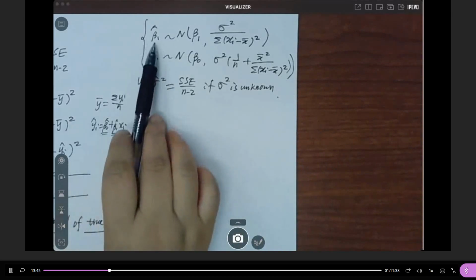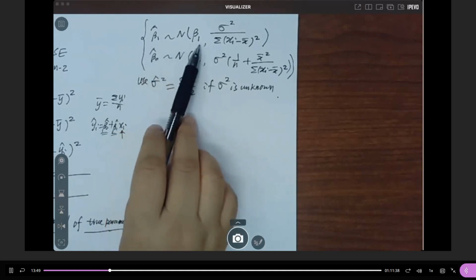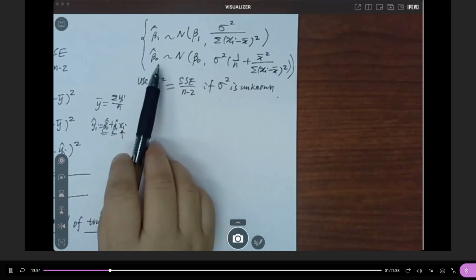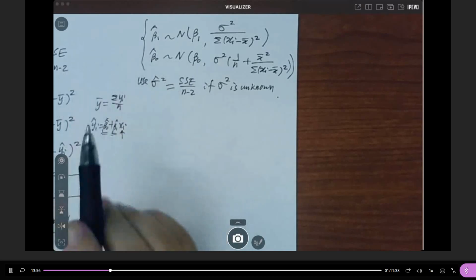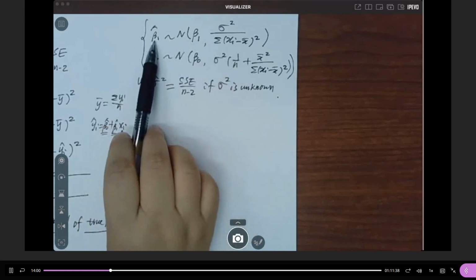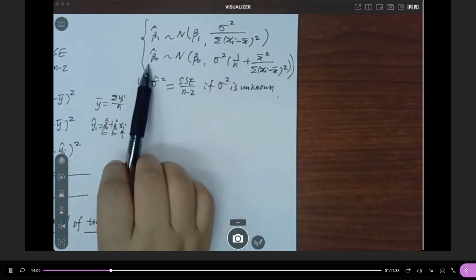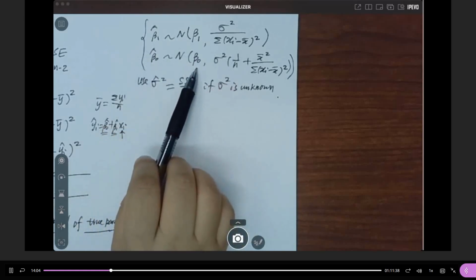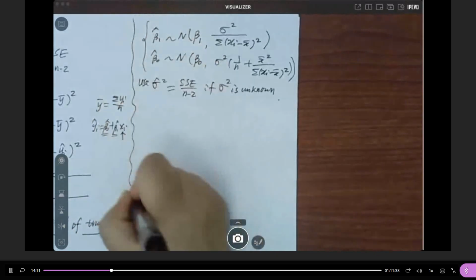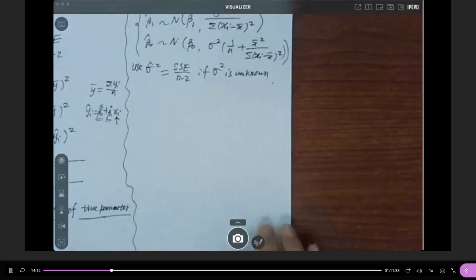Most of the time our interest is to find the confidence interval for the slope. Less interest is in finding the confidence interval for the intercept. But still, the methodology is the same. If I give you the methodology for finding a confidence interval for beta 1, you should be able to follow that. Just copy what I do here to find the confidence interval for beta 0. Okay, so our focus here will always be on the slope.